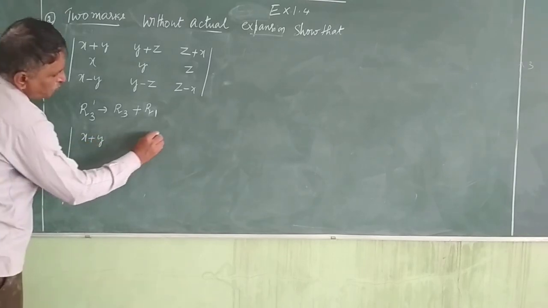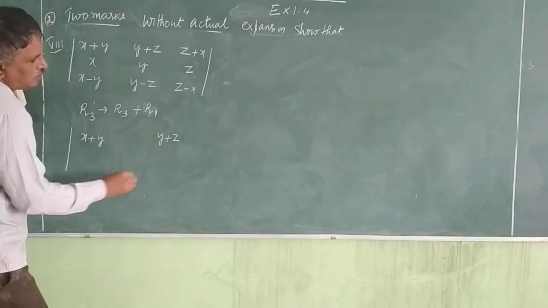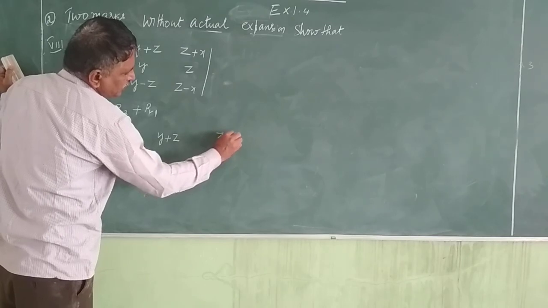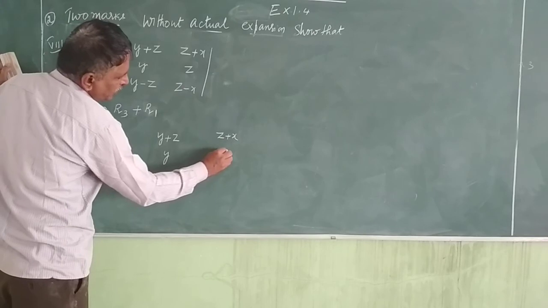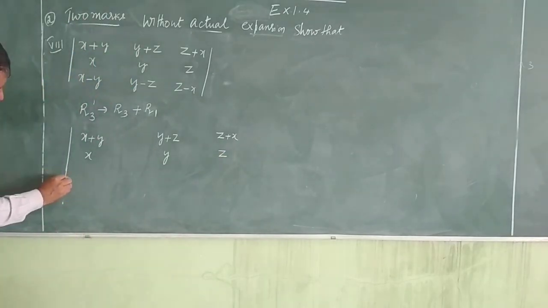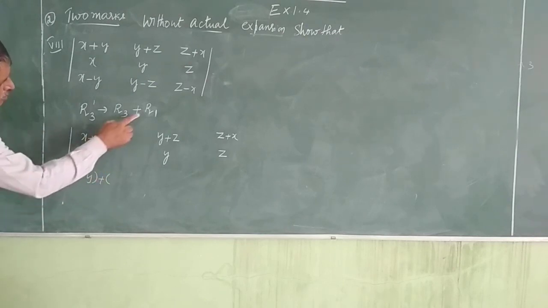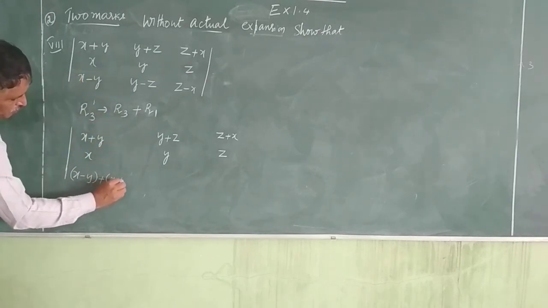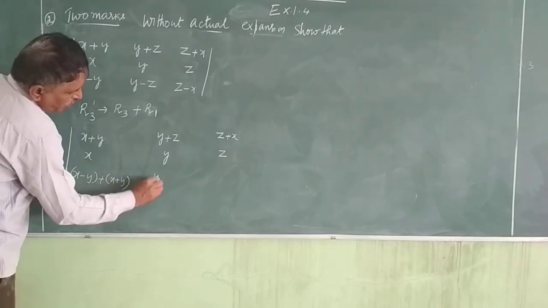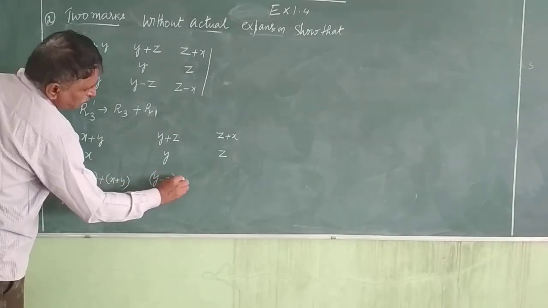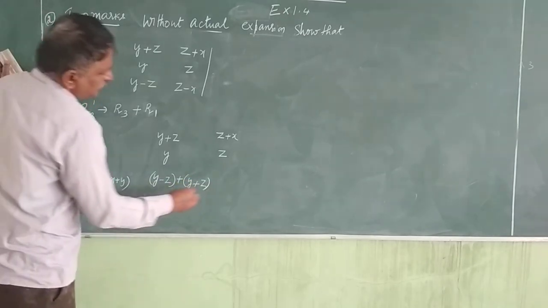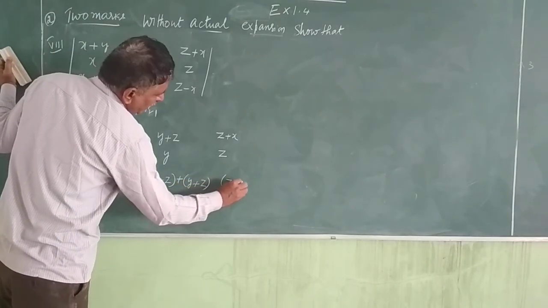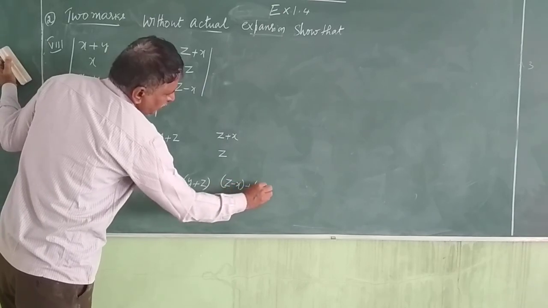The first row is x plus y, y plus z, z plus x. The second row is x, y, z. How am I changing the third row? x minus y plus R1, which gives x plus y. Next, y minus z plus z gives y plus z. Next, z minus x plus x gives z plus x.